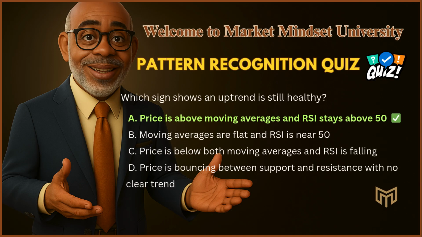The correct answer is A. Price is above moving averages and RSI stays above 50. When price remains above key moving averages while RSI stays above 50, traders often interpret this as a sign of healthy bullish momentum. This combination may suggest that buyers are still in control and the uptrend remains strong.